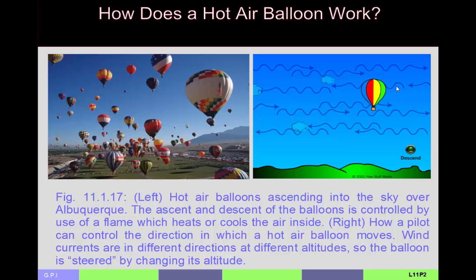Usually they're not shear in this sense, but they may be in kind of random collective directions, and you get kind of an average direction that the balloon drifts in. So you can steer the balloon in theory by changing altitude, but in practice it tends to be a little more difficult than that.